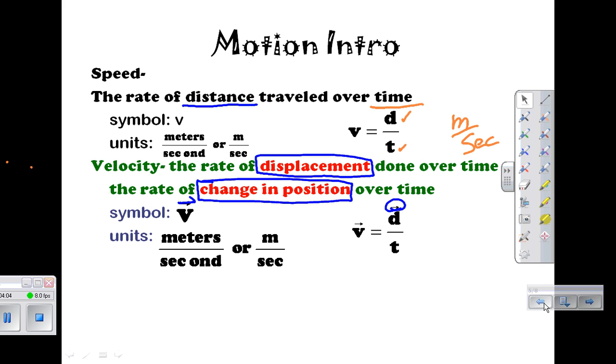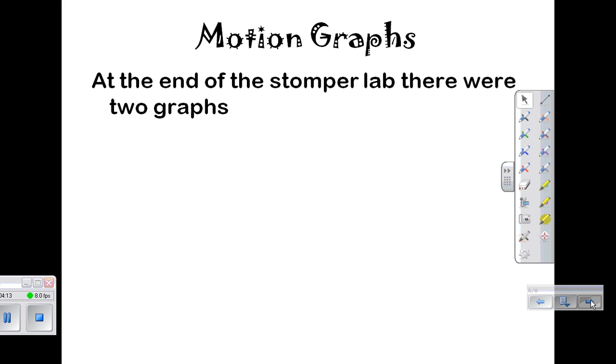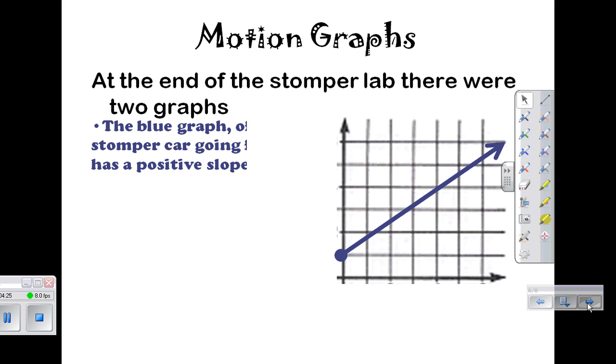Actually, yeah. We're all set there. I'm going to go on to motion graphs. If you remember, at the end of the Stomper Lab, and I don't blame you if you don't, you wound up with 2 graphs. I'd like you to draw this first one on your paper. A blue graph was the first one that we had made of the Stomper car moving forward.